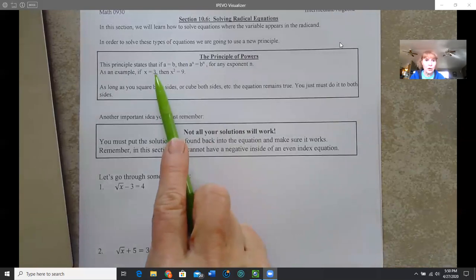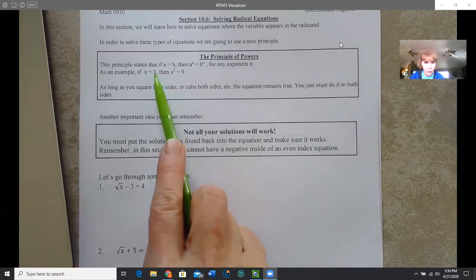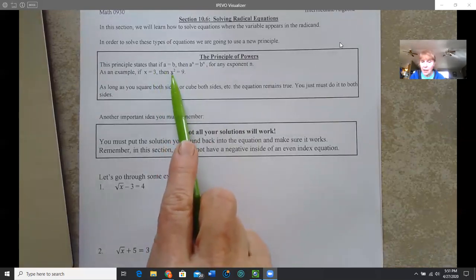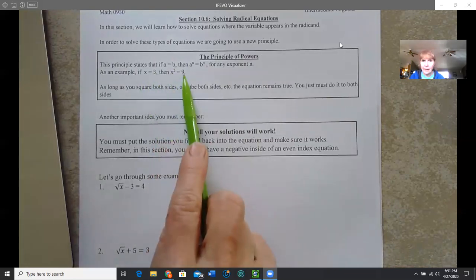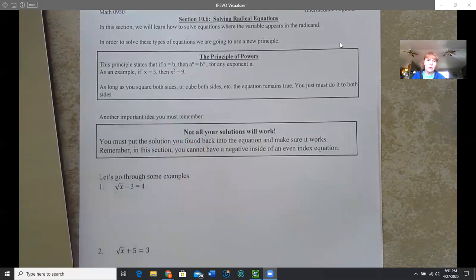If x is equal to 3, we could square both sides. So you square the x, you get x squared, you square the 3, and you get 9. And so it's still equal to each other. Make sure you do this to both sides. Just like if you add a 3 to one side, you add a 3 to the other. You divide by a 2, you divide by a 2. It's the same idea. It's just that now we'll be squaring or cubing or taking it to the 4th power in order to solve these radical problems.